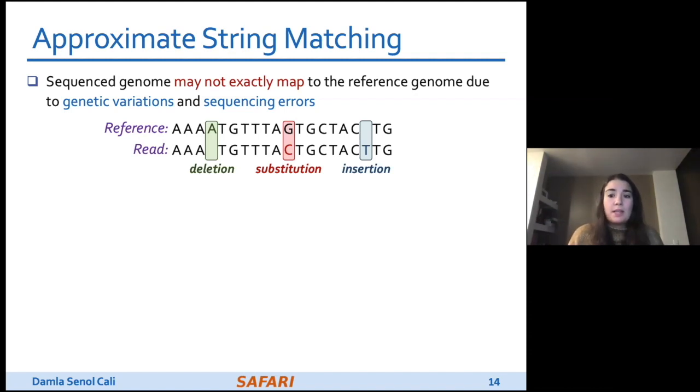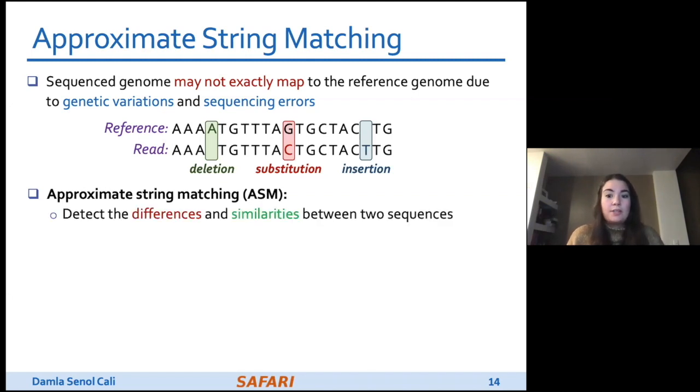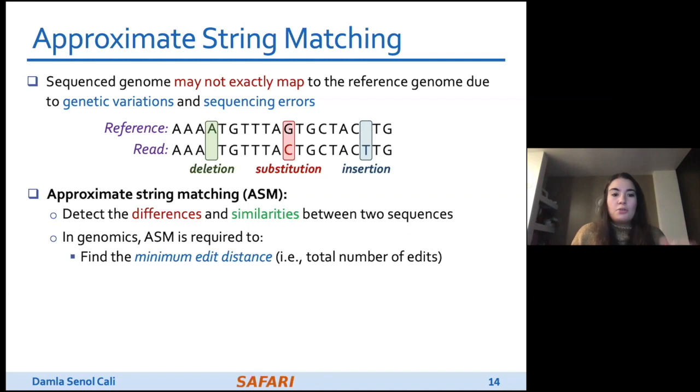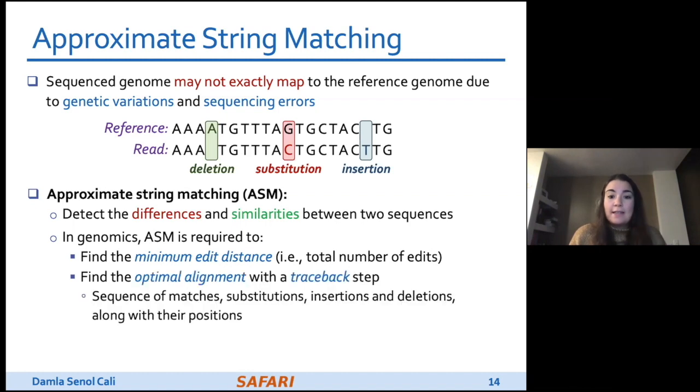Since multiple steps of read mapping must account for these errors, deletions, substitutions, insertions, they must perform approximate string matching. And the goal of approximate string matching is to detect the differences and similarities between two sequences. And in genomics, ASM is required first to determine the minimum number of edits between two genomic sequences, which is called edit distance. And here in read mapping, the reference segment and the read itself are those two genomic sequences. And also we need ASM to find the optimal alignment with a traceback step.